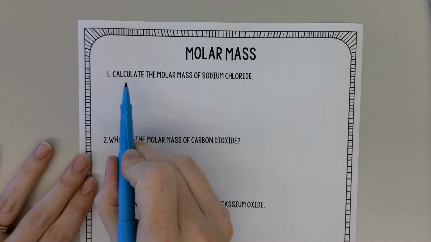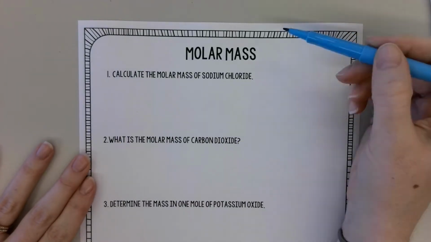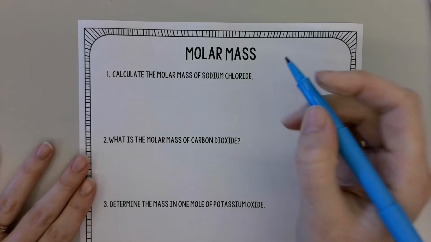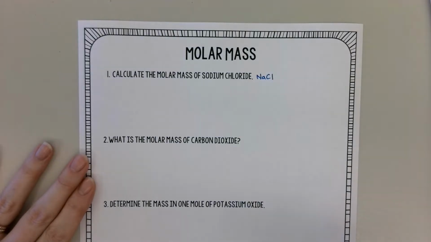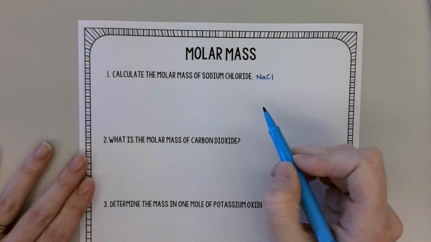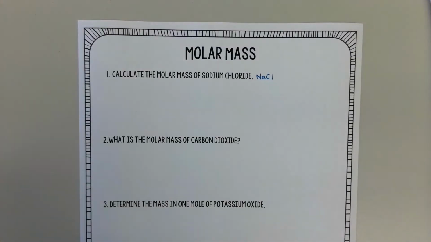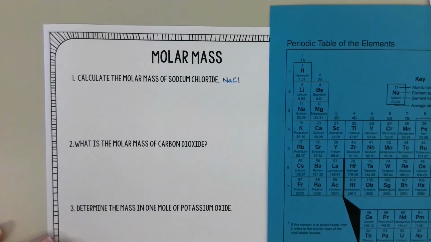So number 1, calculate the molar mass of sodium chloride. For us to be able to do molar mass, we need to have the chemical formula, so I'm going to write them out as we go. We need the mass of 1 sodium plus 1 chlorine total. We're going to find both these elements on our periodic table.